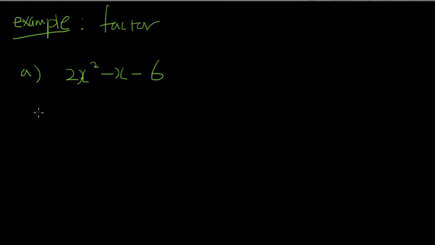So we identified this as the ax squared plus bx plus c form. So we have a number here, here, here. We are going to use this AC technique. Remember that one, right? Multiply using A and C, which is what? 2 times what? What's C?